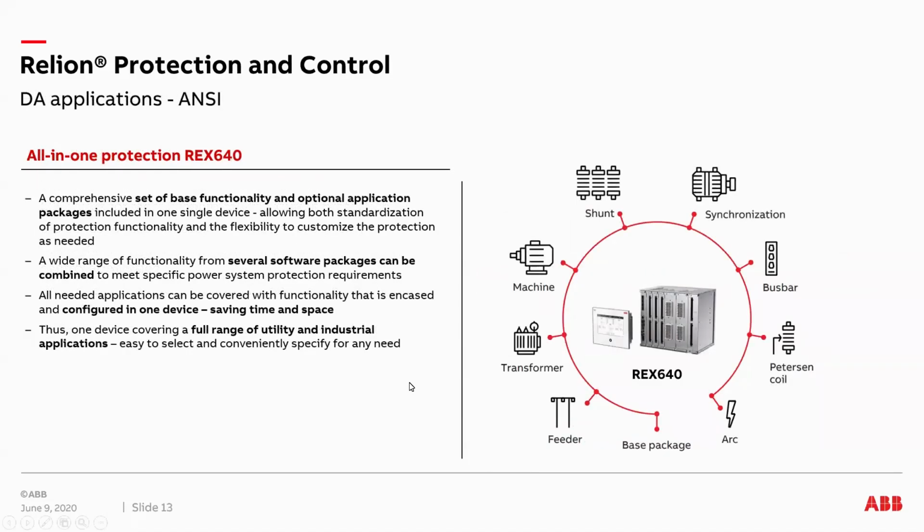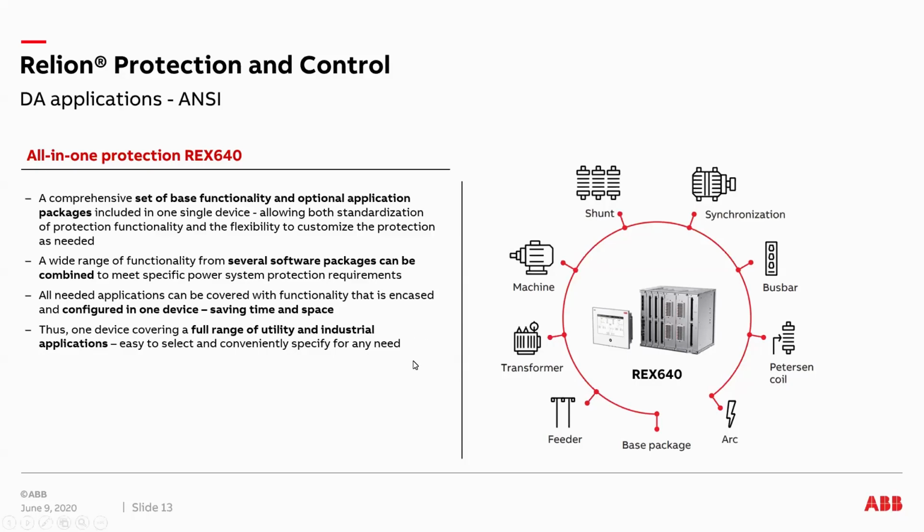When it comes to 640, it's a different concept. We call it an all-in-one protection relay. It is comprehensive: it has a set of base functionality and optional application packages. You always have a base package, and on top of it you can have optional packages like a feeder, extended feeder, transformer, machine, shunt reactor, shunt capacitor, synchronization, and so on. So there are different application packages you can choose from on top of the base package.